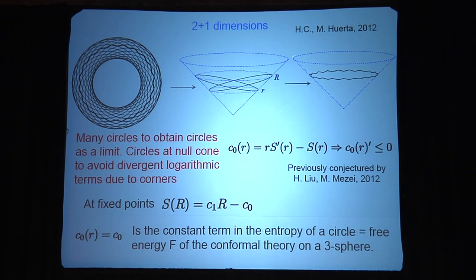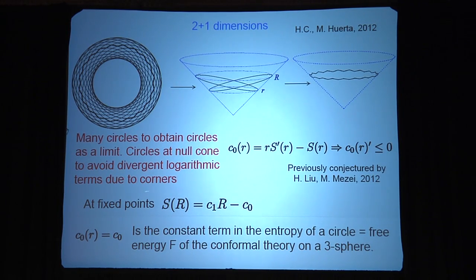Again, just plugging the geometry of Minkowski space into these geometric inequalities, one obtains that this quantity, which depends on the radius of the circle and is a combination of the entropy on the circle and its first derivative, is always decreasing.